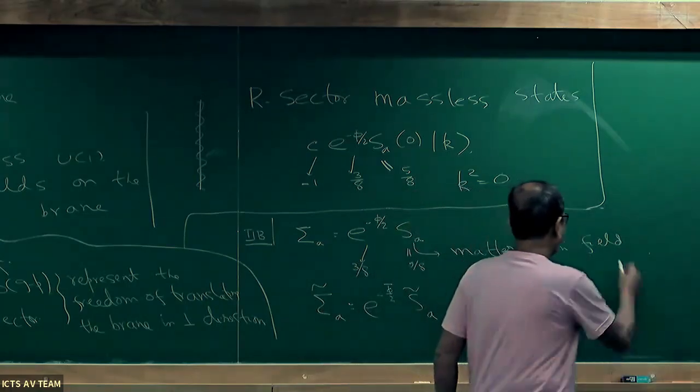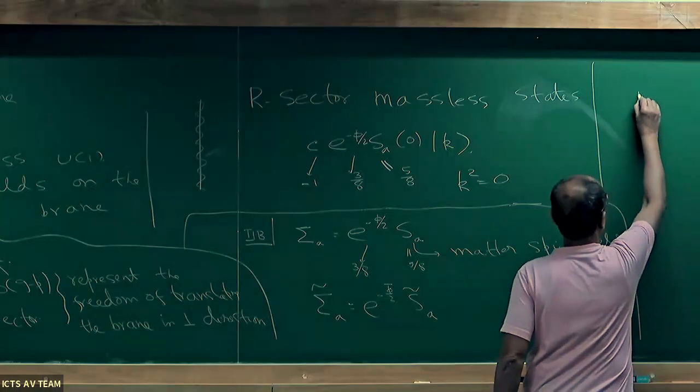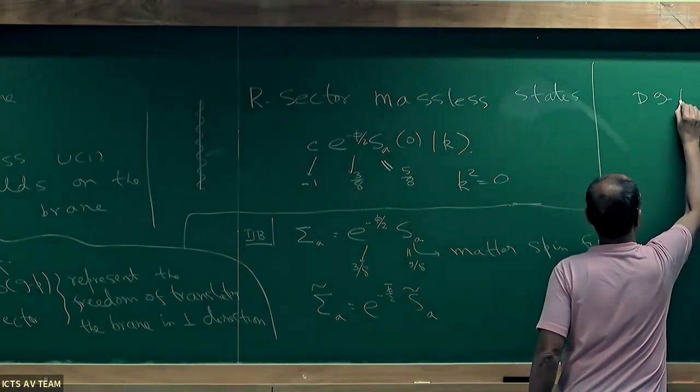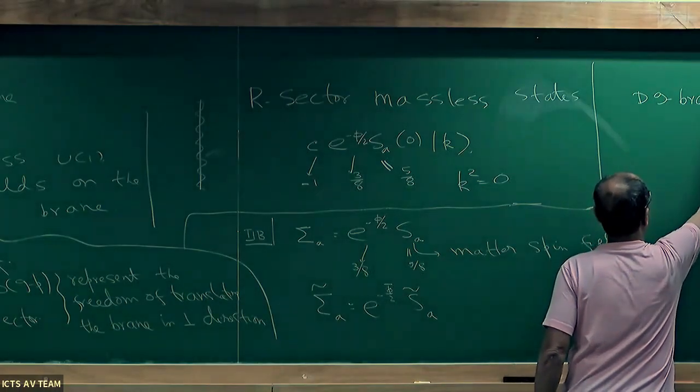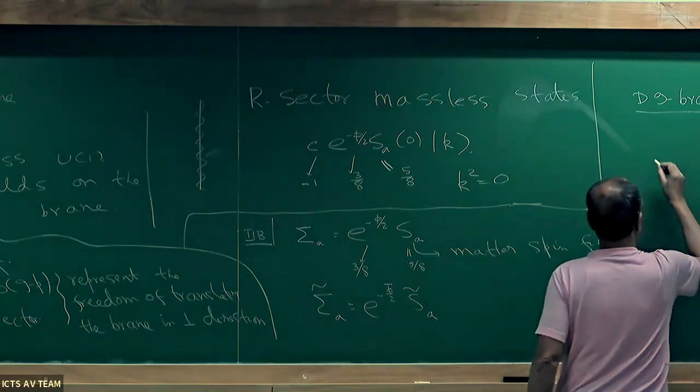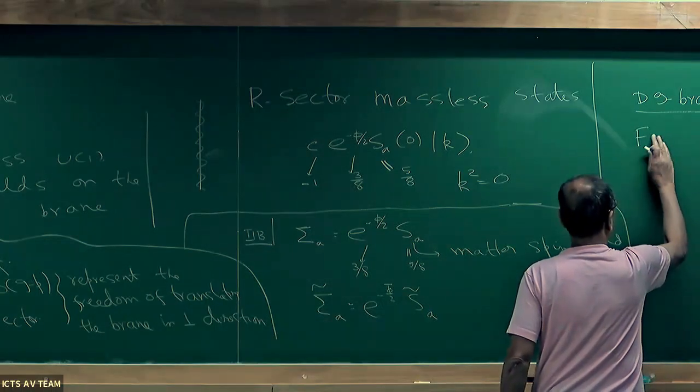So this is easy to guess for D9 brane. So let's start from there. So on the D9 brane, here the full SO(9,1) Lorentz invariance is clear.